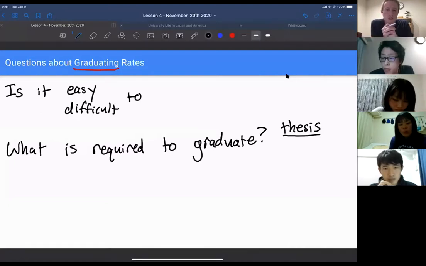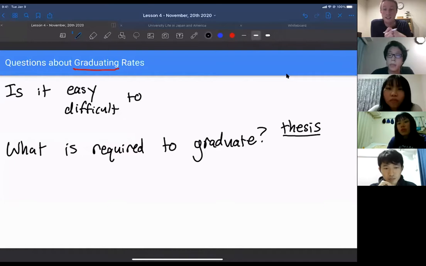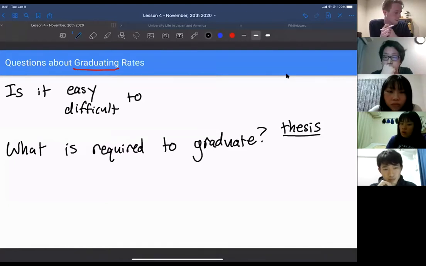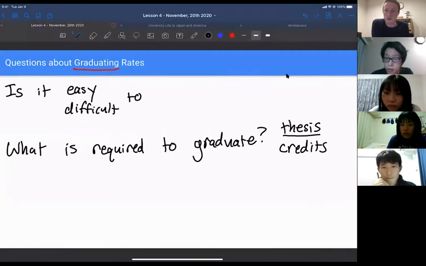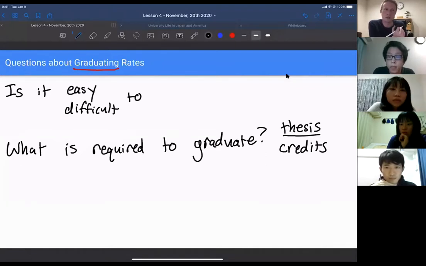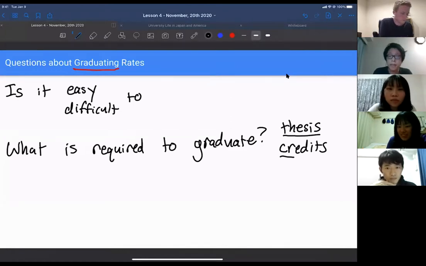So maybe thesis, but also master's students have to write a thesis. There's a different kind of thesis. And then PhD students write a dissertation, I think. Or maybe I'm not sure. I've never studied PhDs. Yeah, a thesis. Maybe you also need credits. So each class gives you credits, like 2 credits, 3 credits, 4 credits, and you need many, many credits to graduate. I don't remember my school. Maybe 100 and something, 170? I don't remember.